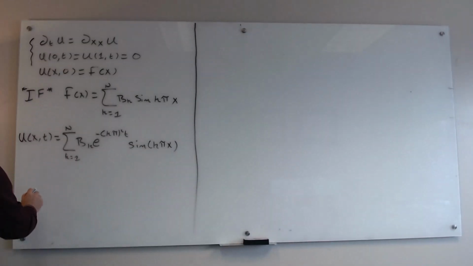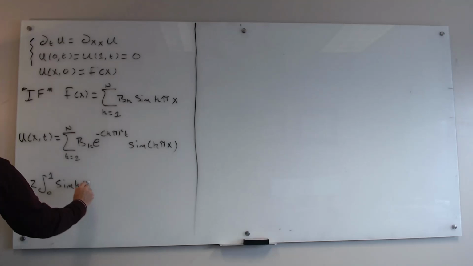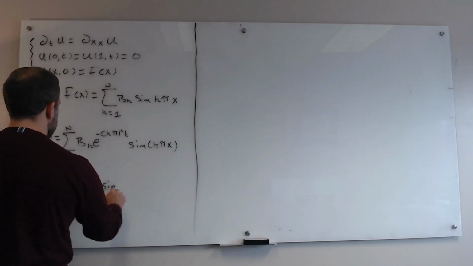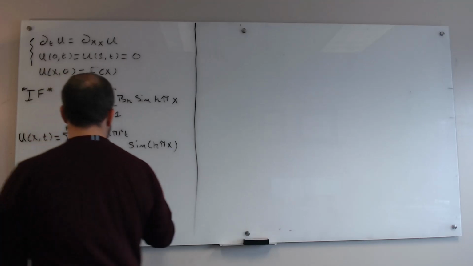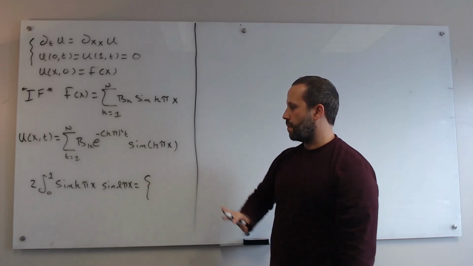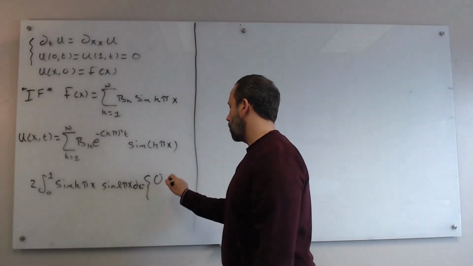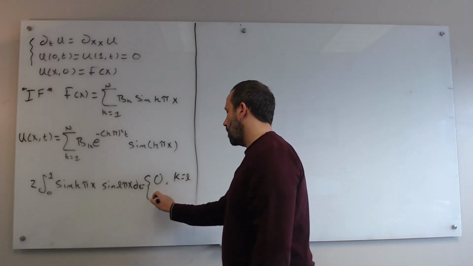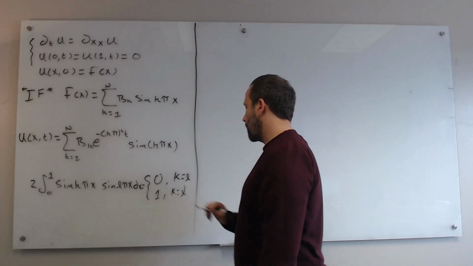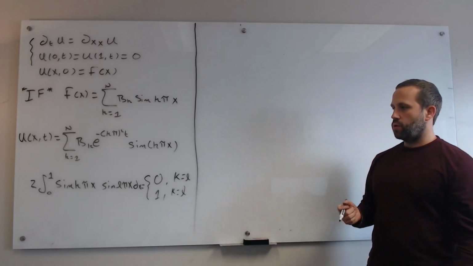So, 2 times the integral from 0 to 1 of sine of k pi x times sine of L pi x, like this. Here k and L are integers. There should be a dx here, I guess. This is equal to 0 if k is not equal to L, and it's equal to 1 if k is equal to L.